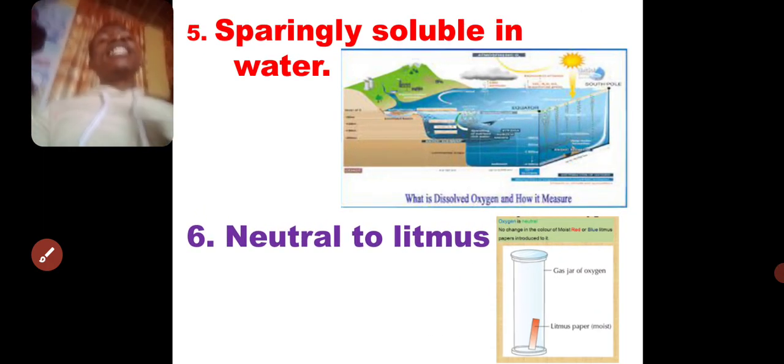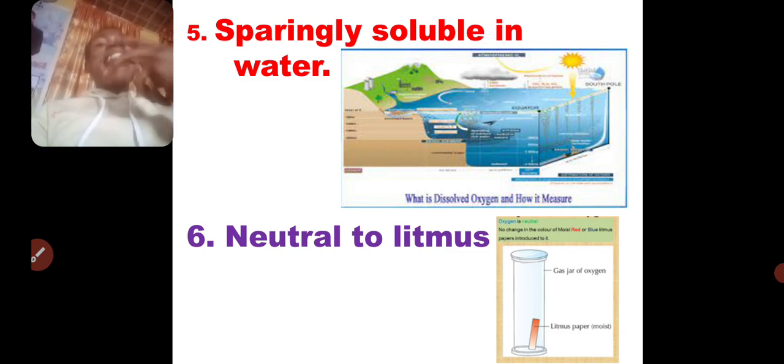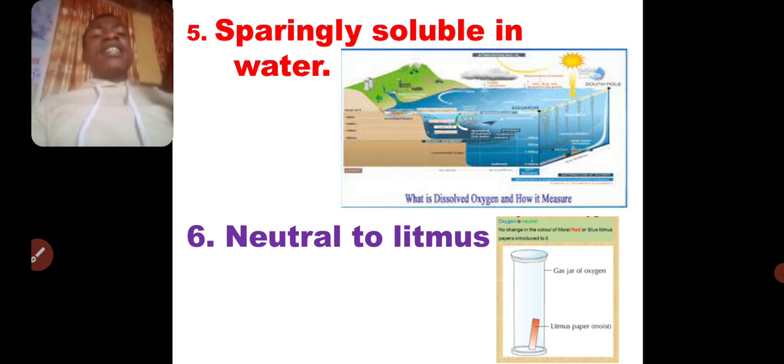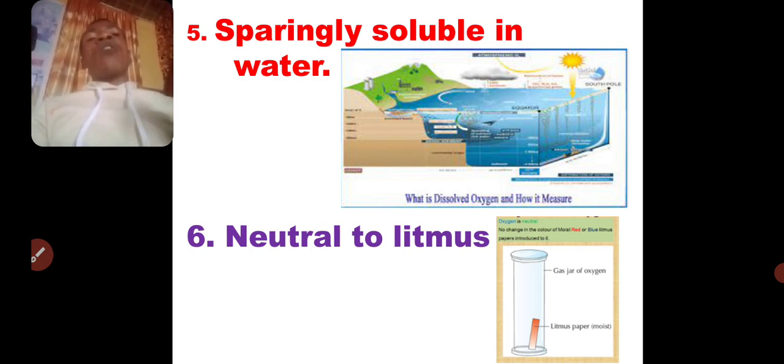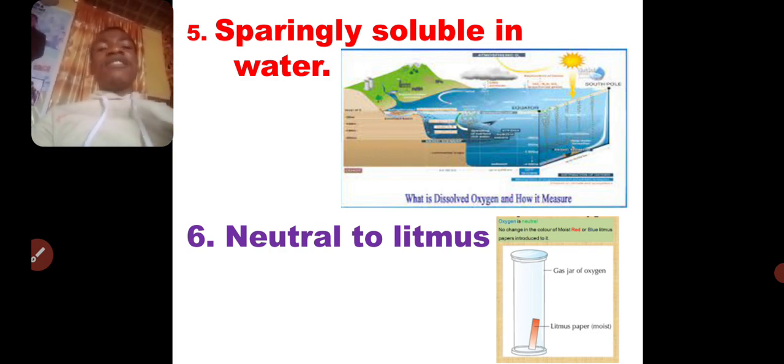Then oxygen is sparingly soluble in water. The word sparingly means it's slightly soluble in water. It does not dissolve very well, maybe about 25% or less will dissolve in that water. That's sparingly soluble. And that little dissolved oxygen is what the aquatic organisms normally use for their day-to-day activity.